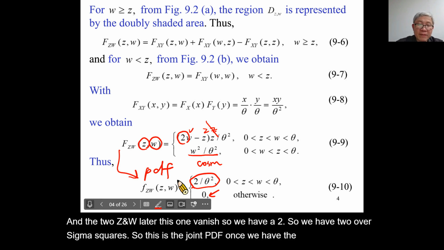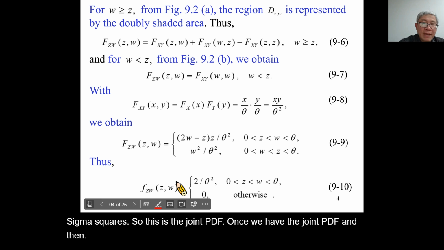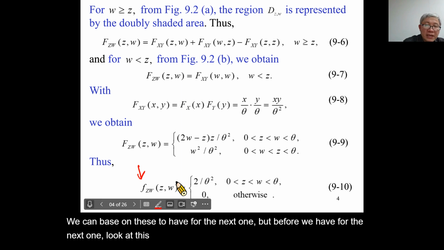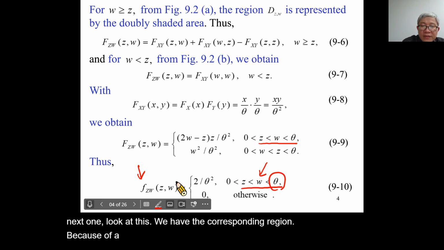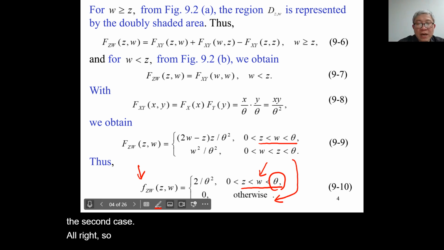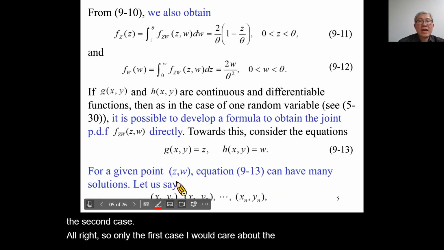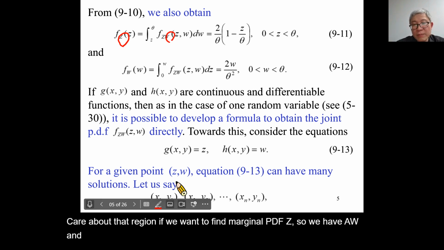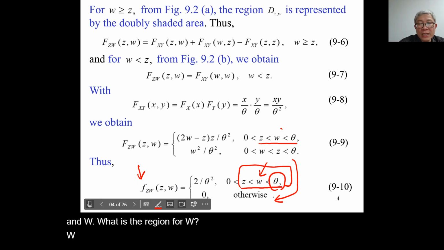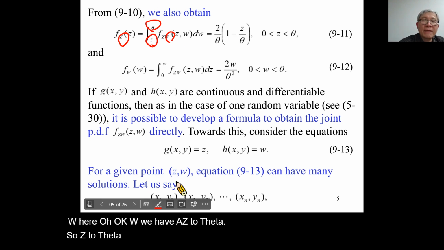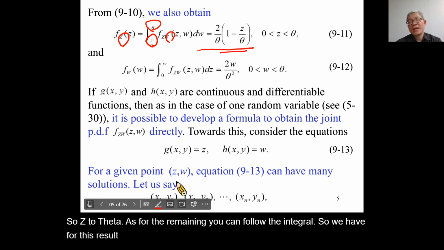Once we have the joint PDF, then we can pass on this to have for the next one. But before we have the next one, look at this. We have the corresponding region. Because of a uniform, so lower than theta. But this is the first case, and this is the second case. Alright, so only the first case, so care about the region. Care about that region if we want to find marginal PDF of Z, so we have a W. And W, what is the region for W? W here. Oh, okay, W, we have a Z to theta. So Z to theta. As for the remaining, you can follow the integral, so we have this result. So this is the marginal PDF.